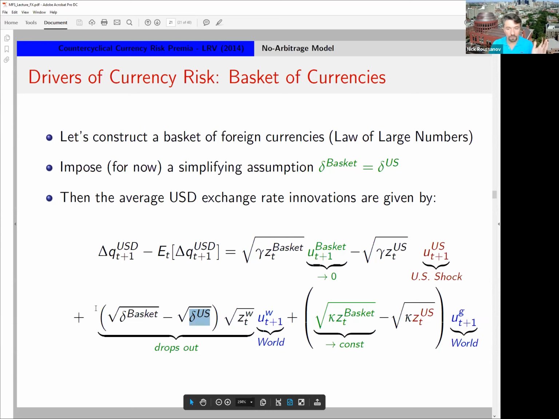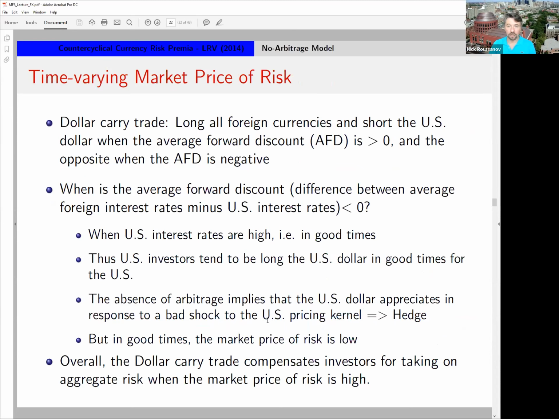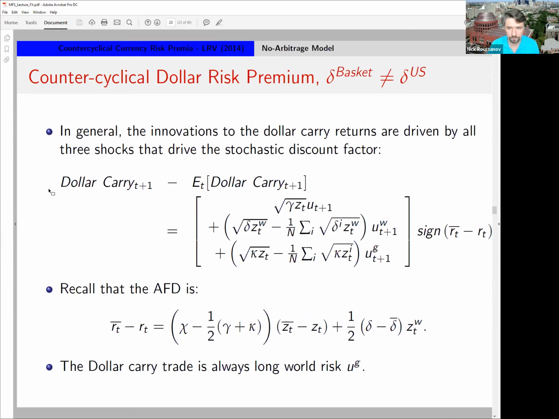Now, this is not going to help us with the average forward discount almost at all, because for the average forward discount, we need the variation in the US variable relative to everybody else. And this is where this last piece comes in. Of course, the average across the basket will go to zero with a large enough number of countries. And so it's the state of the US business cycle vis-a-vis the world that is going to be driving this. So this time-varying market price of risk comes from the state of the US business cycle and its exposure to the global shock.